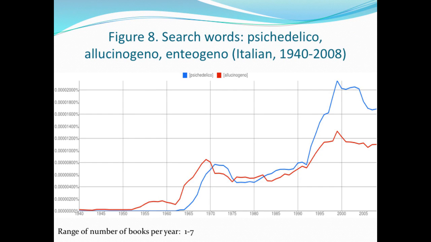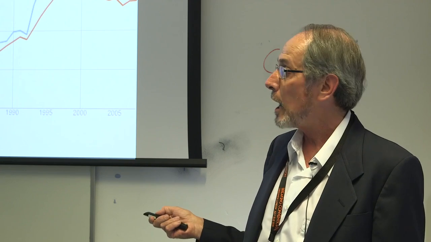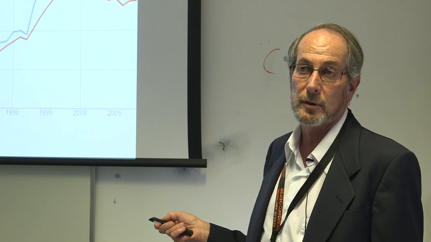And by the way, I should have mentioned here, when we get down to these other language bases, you're really talking small numbers of books. Here, in any particular year, we're only talking anywhere from 1 to 7 books that are being identified as having that word. But remember, over time, there's more than 40. That's why it graphs out.